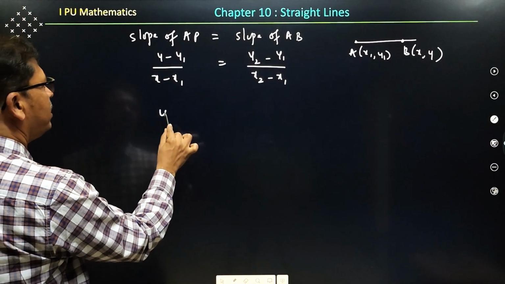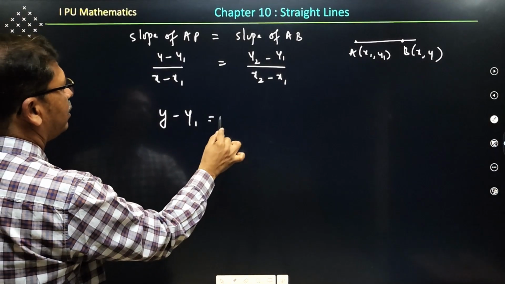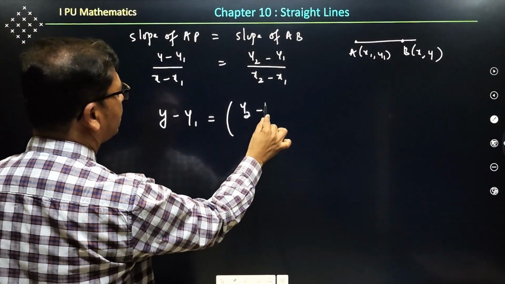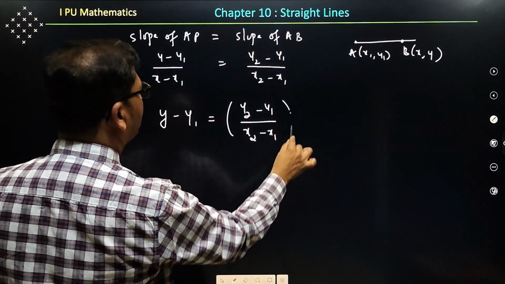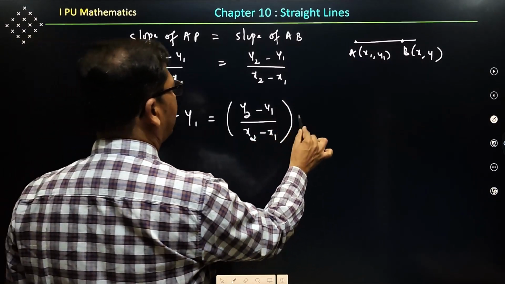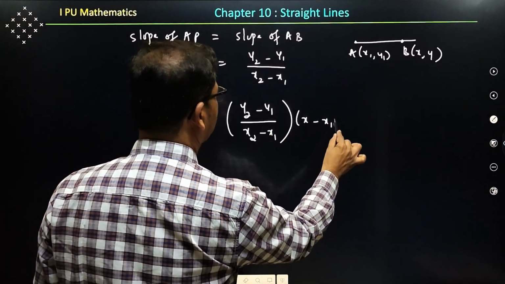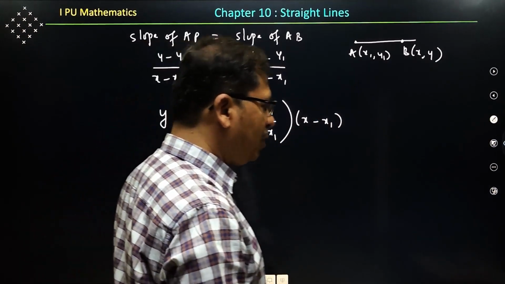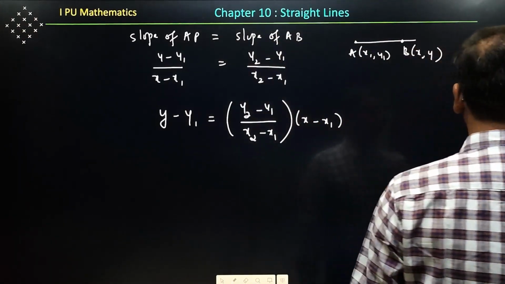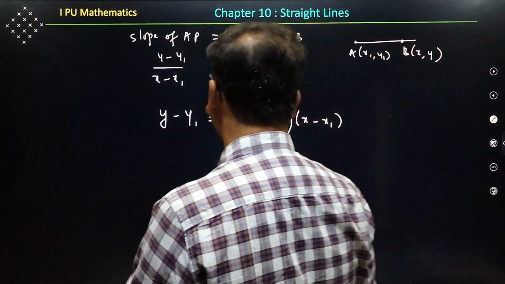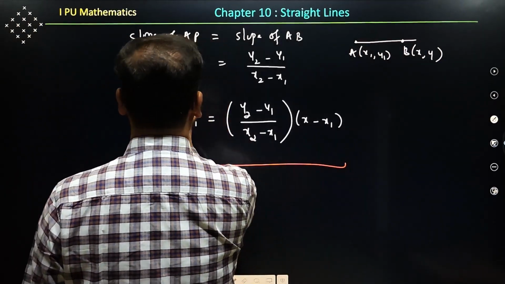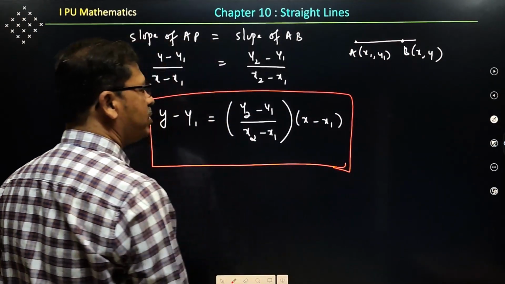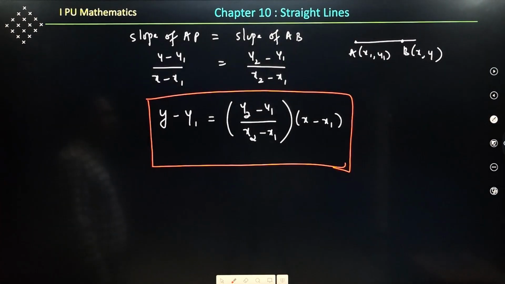y minus y1 is equal to, cross multiplying, y2 minus y1 divided by x2 minus x1 into x minus x1. So this completes the calculation. This is the required equation of the straight line passing through 2 points. This is called the 2-point form of the straight line.